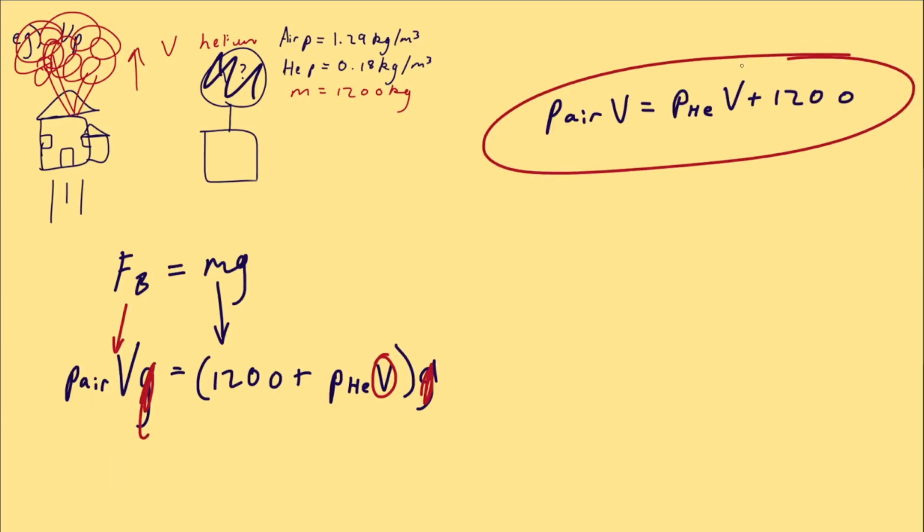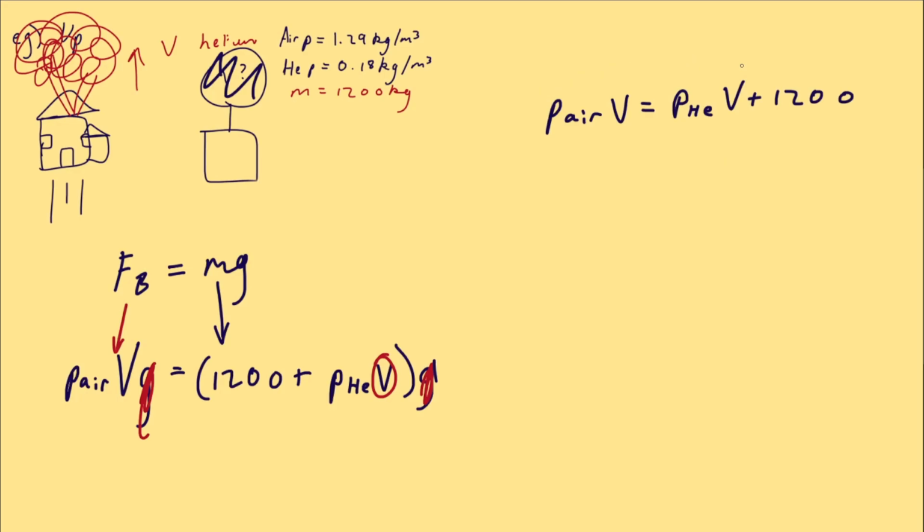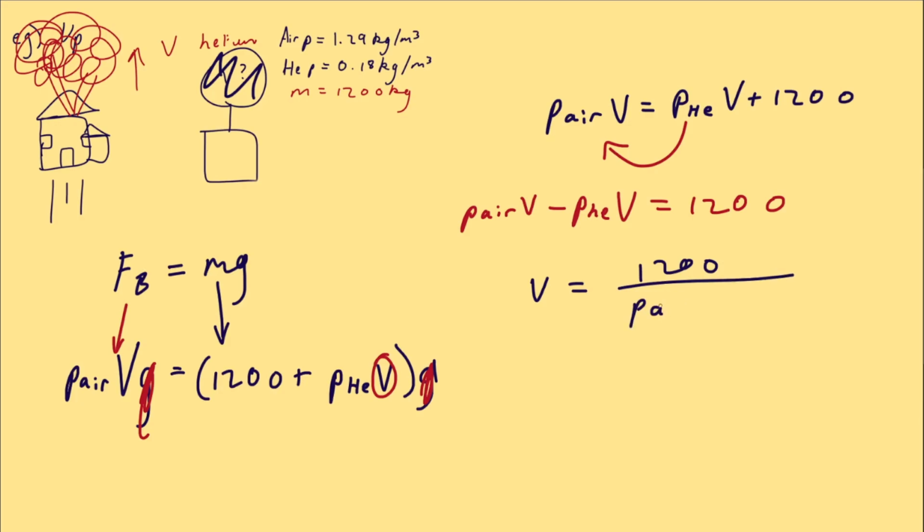I just went and wrote our equation up here, so it's a bit easier to read. We're now ready to solve for volume. We do this by putting both of the volumes on the same side. So, ρ_air V minus ρ_he V equals 1,200. We can factor out V. You get V equals 1,200 over air density minus helium density. And guess what? We know both of them. The answer is roughly 1,081 meters cubed of helium.